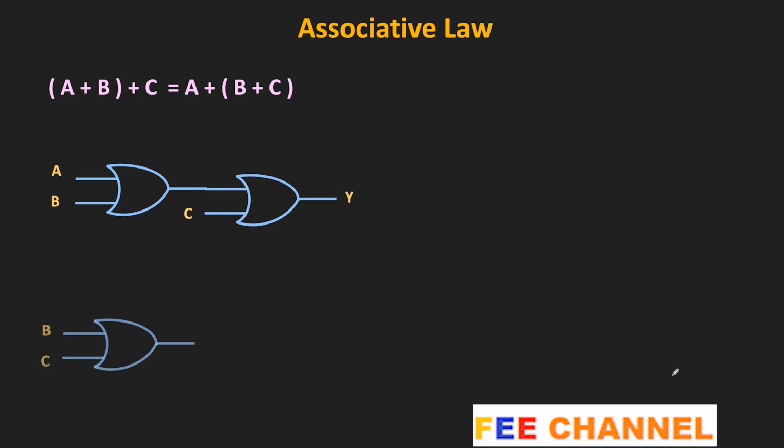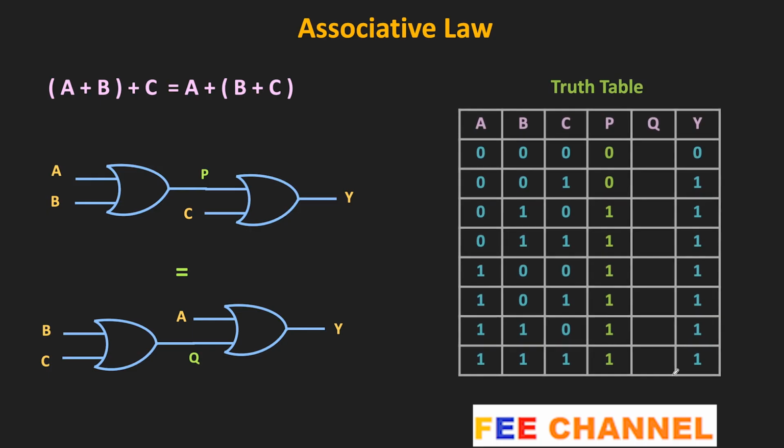Similarly, this associative law is also valid for the OR gate. That means A OR B ORed with C is the same as B OR C ORed with A. And it can also be proved with the help of the truth table. Let's say the output of this A OR B is equal to P and the output of this B OR C is equal to Q.